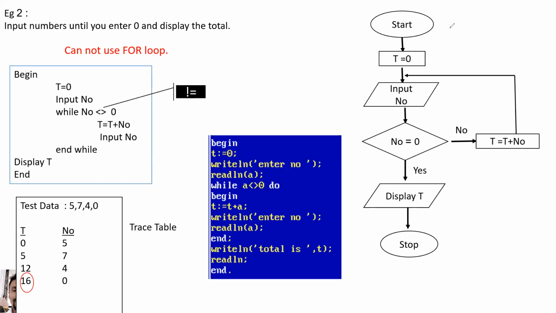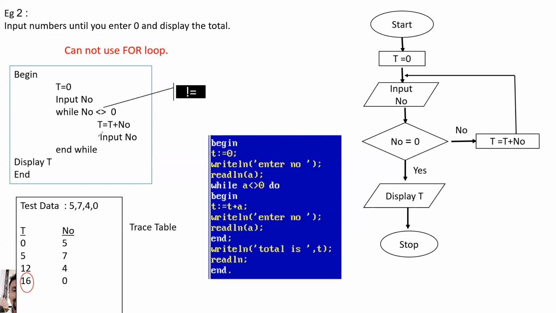Until, even you can use there. If you are using repeat until, what will happen? It will exit only when your condition is true. So there you can give until number equals 0. That can be given if you are using repeat until, because repeat until will exit when the condition is true. So that difference you have to understand.